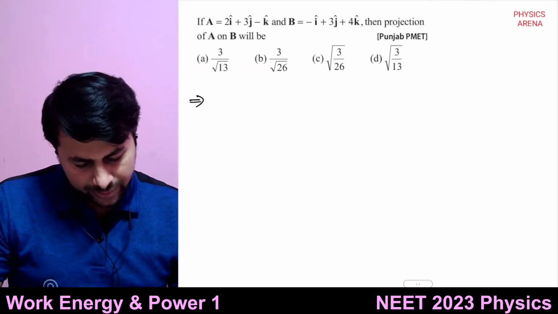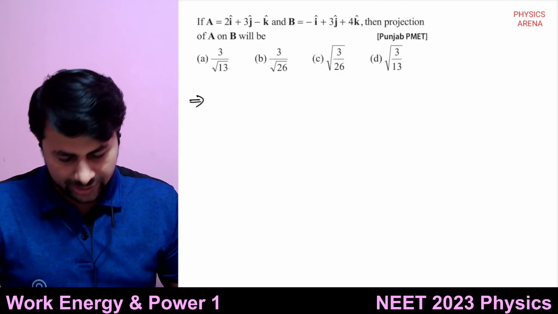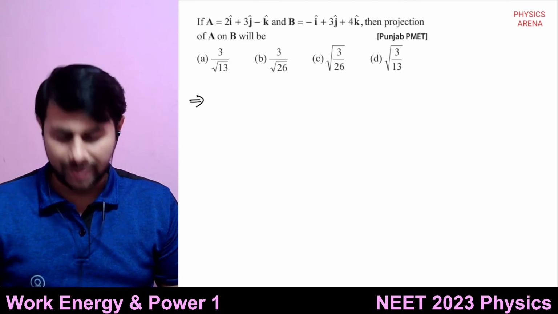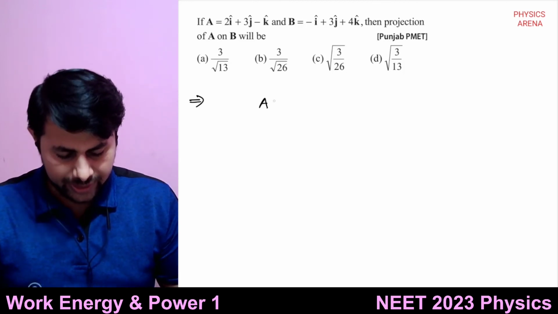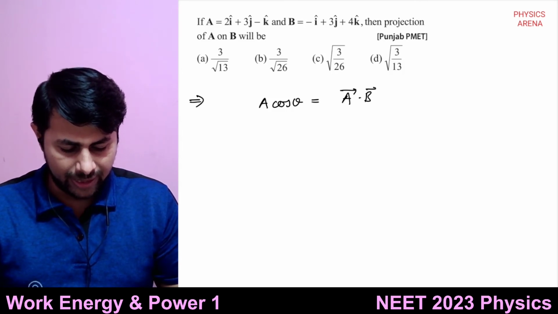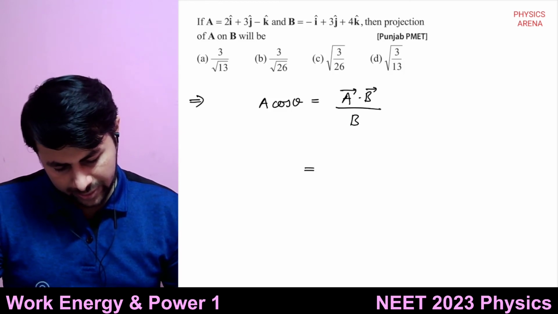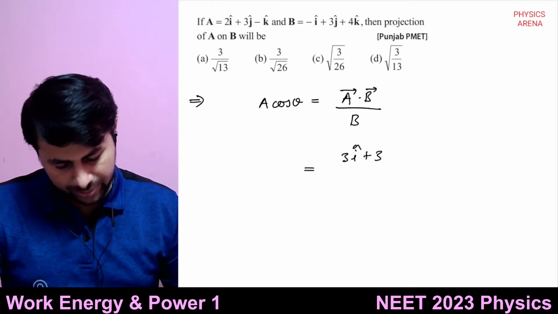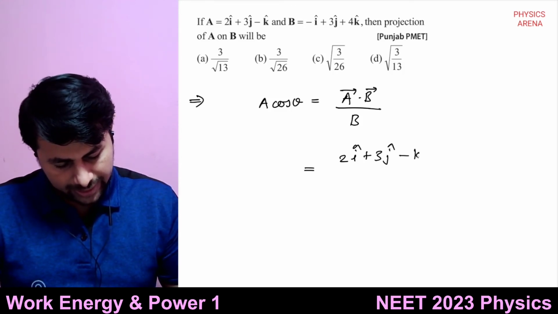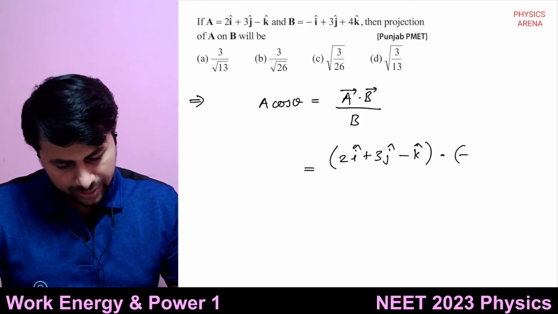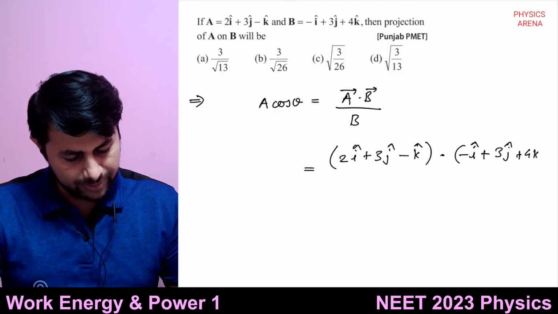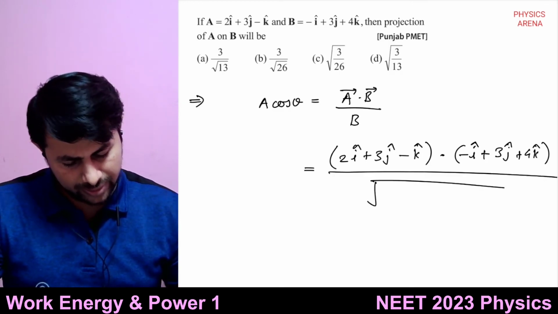Yes, no? So let's see this problem. This is simple. What will be the projection of A bar on B bar? It is just another name for the component. So it is A cos theta, which is A bar dot B bar divided by B. So tell me, 2i cap plus 3j cap minus k cap, its dot product with minus i cap plus 3j cap plus 4k cap, divided by, good.